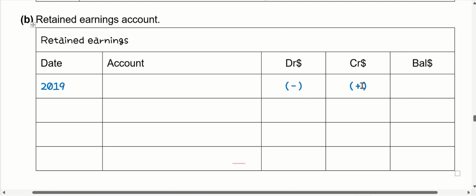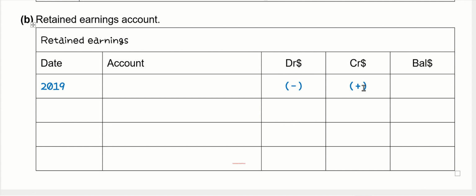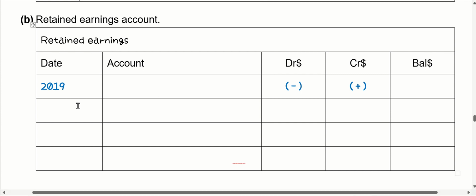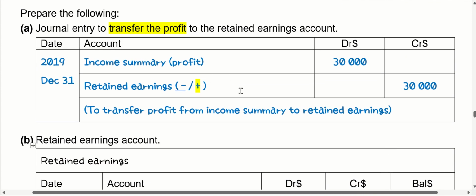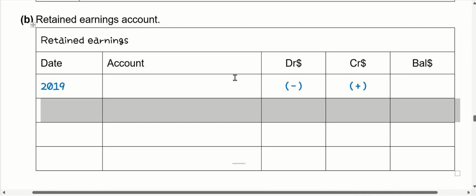All right, so this is a brand new business, so there is no balance brought down. But if it's an old business, there may be some retained earnings from previous year. And therefore you may have a balance brought down. But because this is brand new, there is no balance brought down. All right, and you only have one transaction so far, which is retained earnings credit 30,000. And that's what we are going to record. Retained earnings credit 30,000.